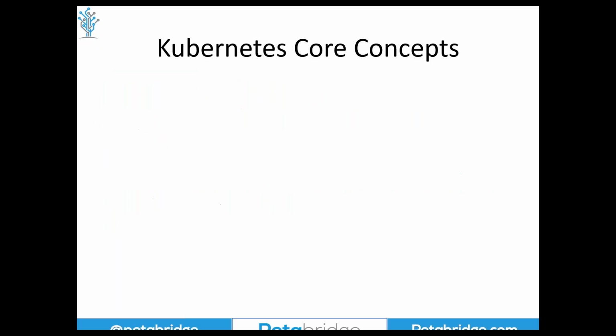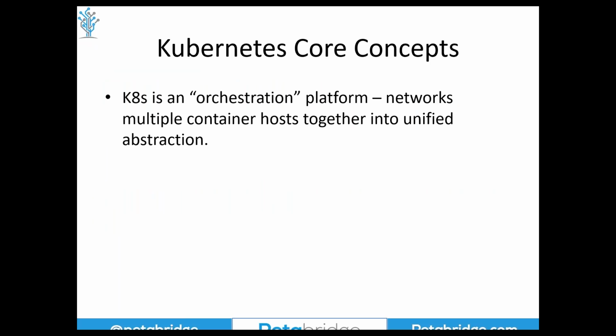All right. Now, Kubernetes core concepts. This is the tool that it sounds like most of our attendees today are unfamiliar with. Kubernetes is an orchestration platform. What that means is it networks multiple Docker hosts together into a unified abstraction. So if you want to distribute your application's Docker containers over a network of computers, you typically need an orchestration tool for doing that.